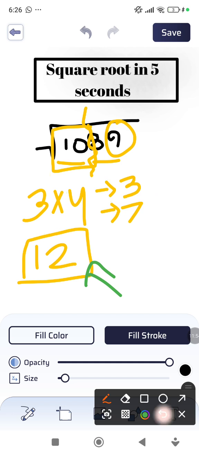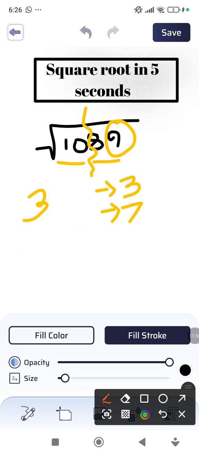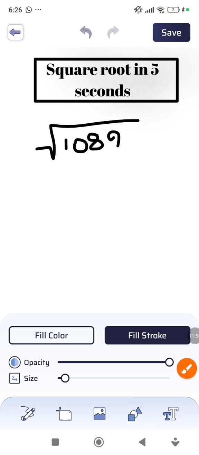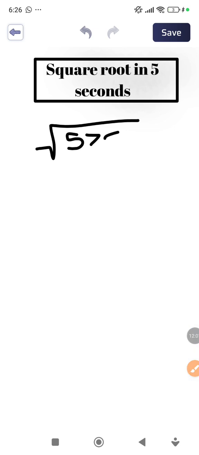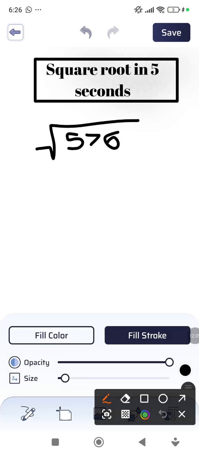Now let us take a 3-digit number with us. So it can be 576. Now let's try to find the square root of this particular number.